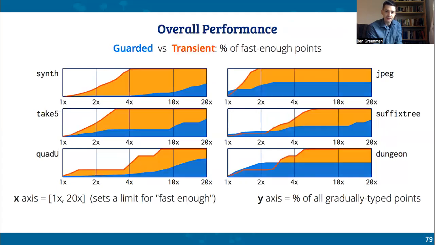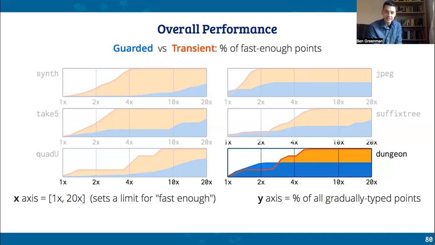Let's overlay transient on top. With Transient Typed Racket, we have this beautiful sunrise coming up over the horizon, right? Lots and lots more points become usable at much lower overhead. So gradual typing is feasible to a much bigger scale than it was before. Many more points run faster. So this is great news. Shows overall getting much better. But surprisingly, it's not the case that transient is just the winner.